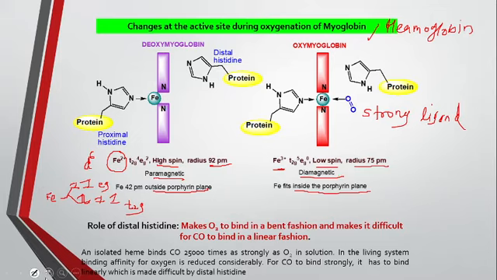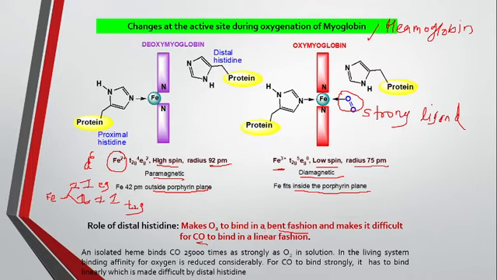Okay, what is the role of the distal histidine? Here this distal histidine bends the Fe structure in this manner, and that's why this makes the oxygen bind in a bent fashion. This distal histidine makes the oxygen bind in a bent fashion, and that's why it makes it difficult for the carbon monoxide to bind in a linear fashion.